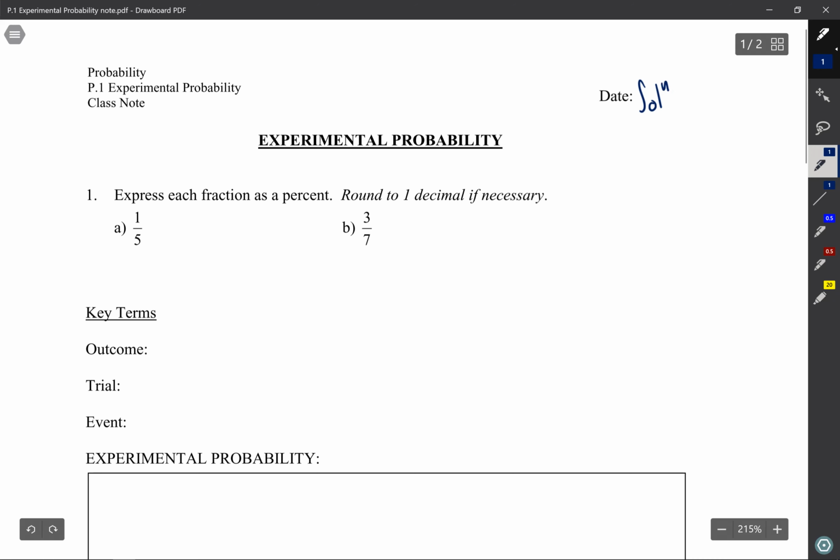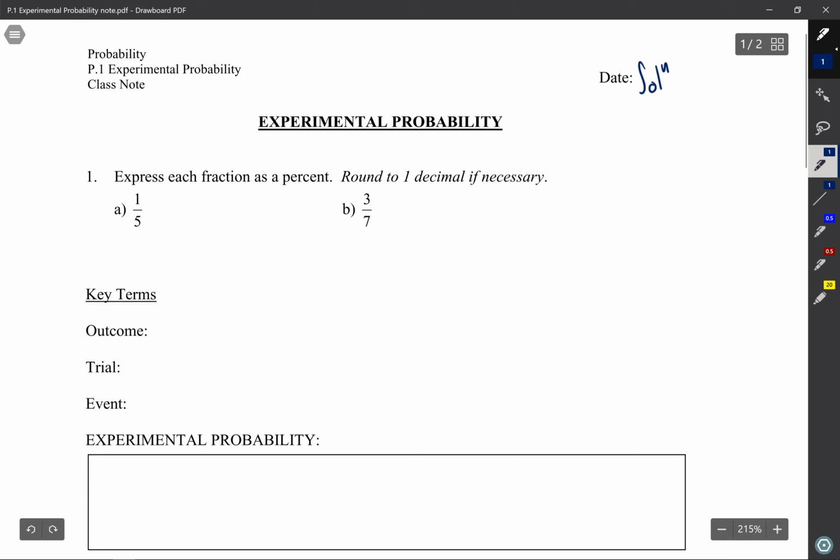Okay, so before we get started on experimental probability, we'll warm up by expressing some fractions as percentages. We should know how to do this from previous courses. So if we have 1 divided by 5, or 1 over 5, we can plug that into our calculator and find it equals 0.2. Well, I can take that and multiply it by 100%. 0.2 times 100 is 20%.